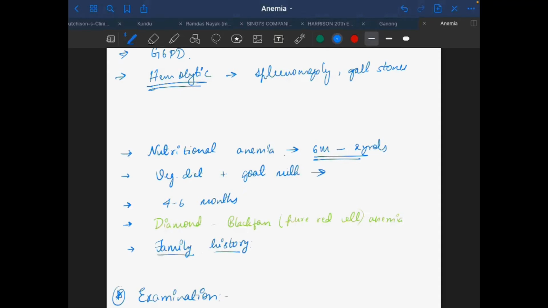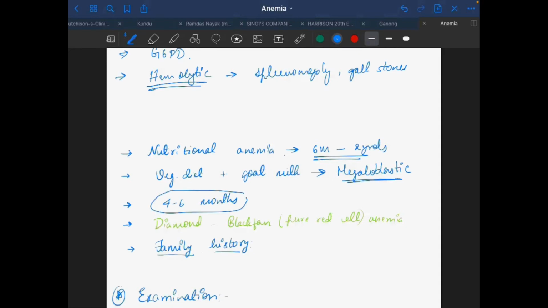So it is this period where the child might lack nutrition and end up having nutritional anemias. Then if the family is following a vegetarian diet, and if they are giving goat milk to the child, there are chances of development of megaloblastic anemia.